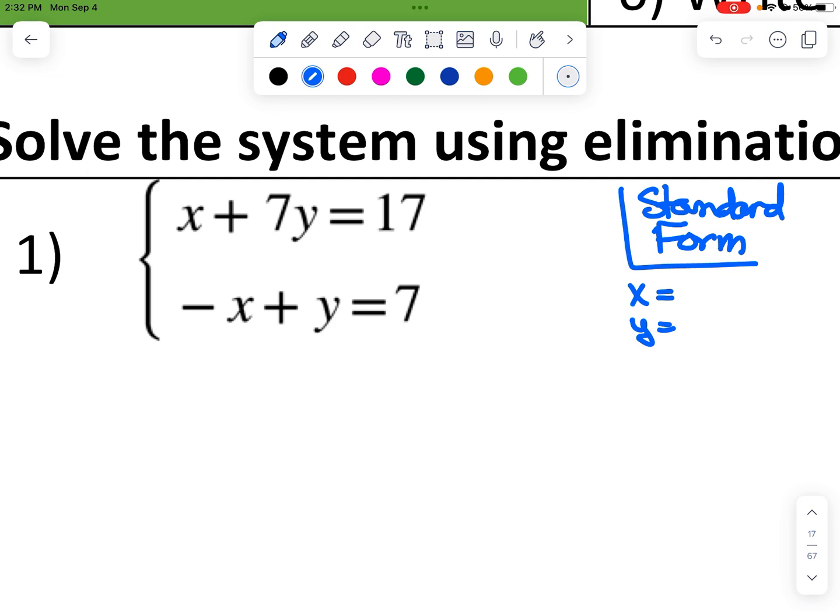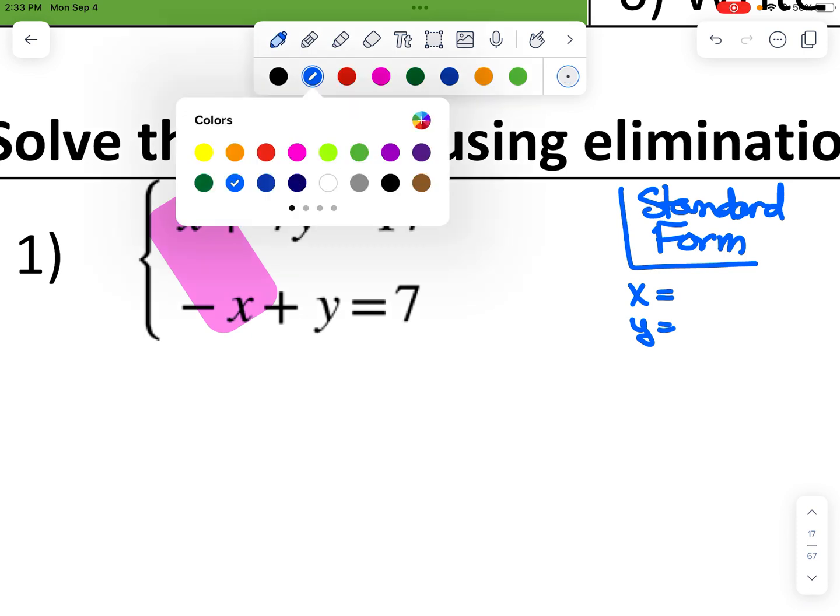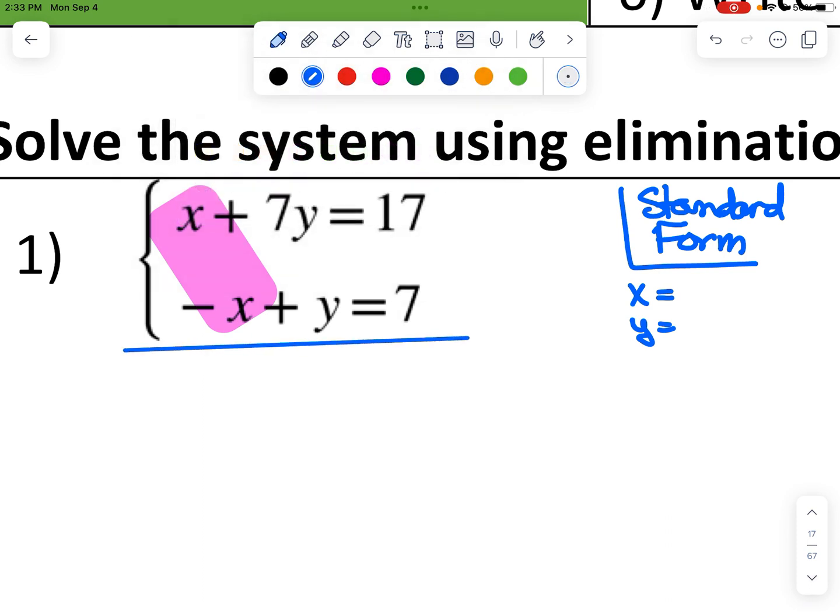Then all I'm going to do for this particular problem, I notice that my x's are opposites of each other. If those are opposites of each other, all I need to do is add the two equations together. Because when I add the two equations, the x's cancel each other out because x minus x is 0. And I have 7y plus 1y equals 8y. And 17 and 7 are 24. And then I can divide by 8. And so I would get y is equal to 3.